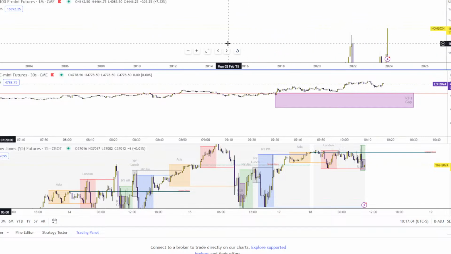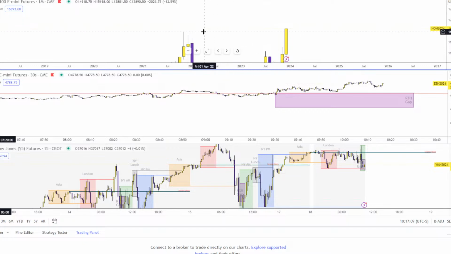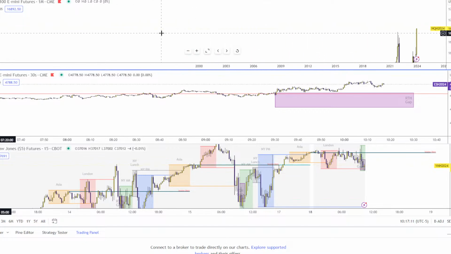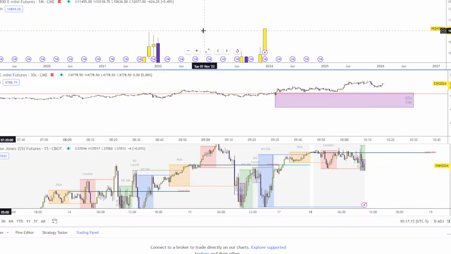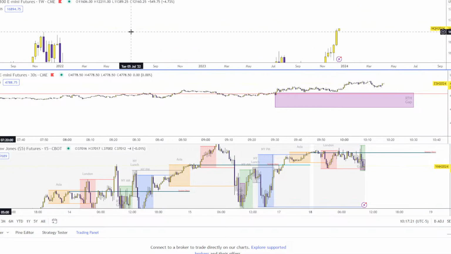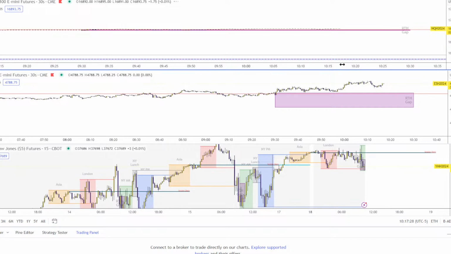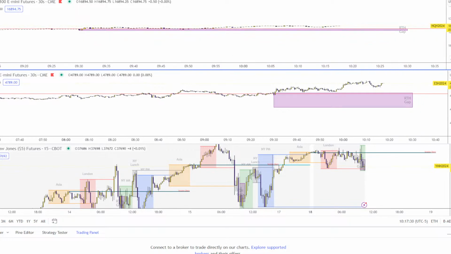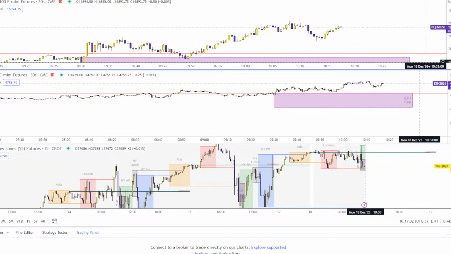Monthly. Yeah, I see nothing back there. This is like new highs for the last 20 years. I don't see any highs back there. So I don't know what fair value gap you're looking at. I'm sure you've got one in there somewhere that I can't see. Let's go back to our 30-second chart here.